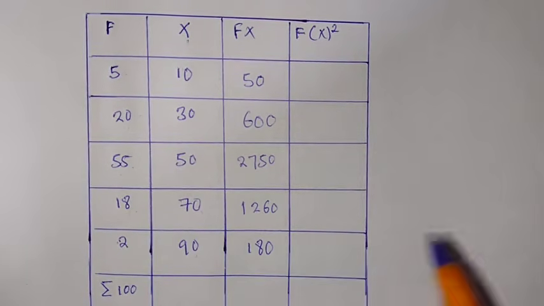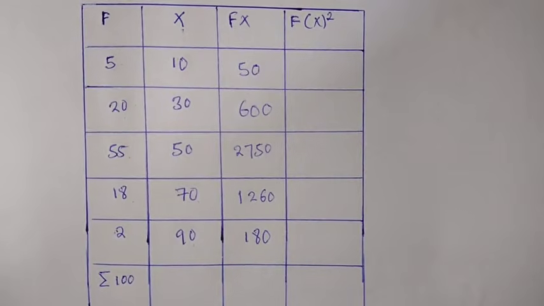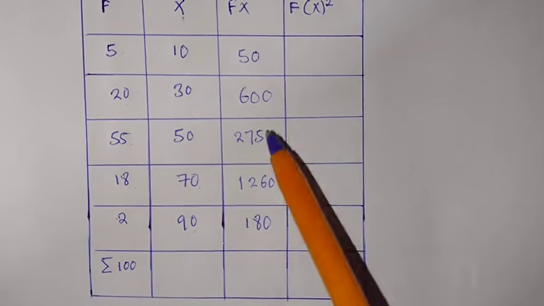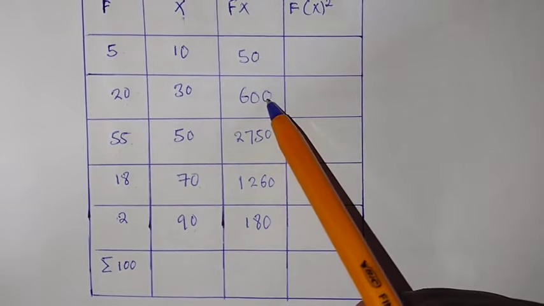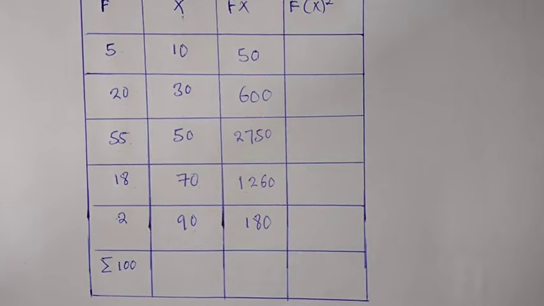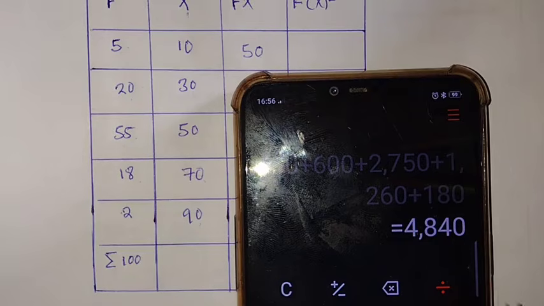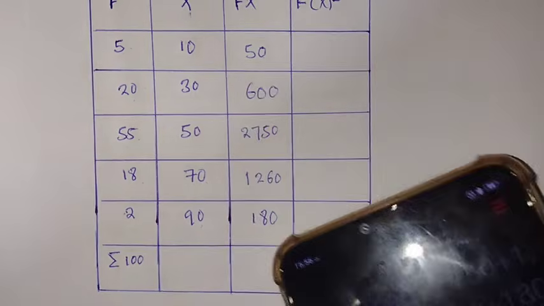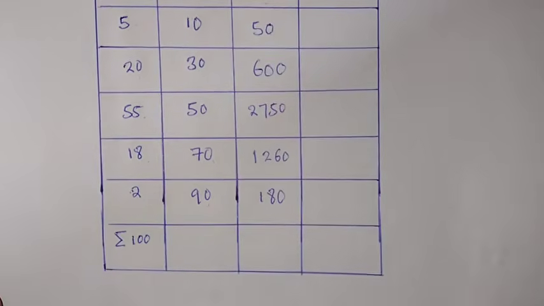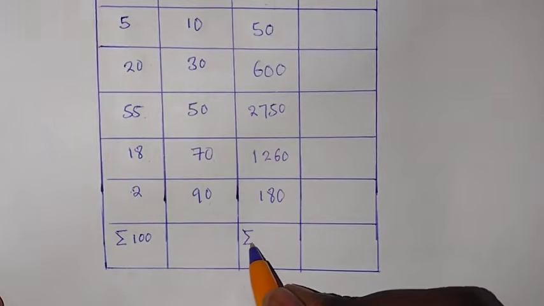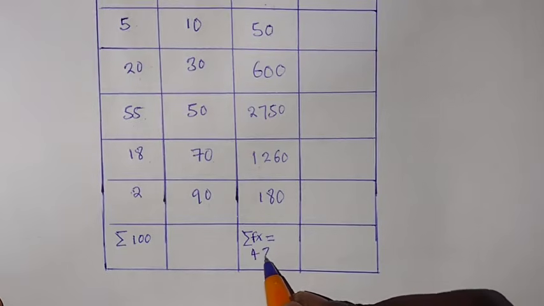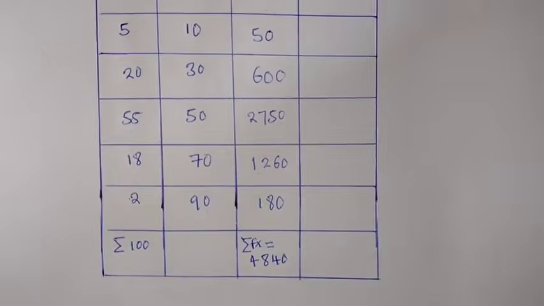Okay. So what you can do now, you can find the total of fx. The total means you just add 500 plus 600 plus 2,750 plus 1,260 plus 180. This is the value that you are going to get once you add all these values. We find the total for fx, so we can put it here. We can say summation of fx is equal to 4,840. So we are done here.